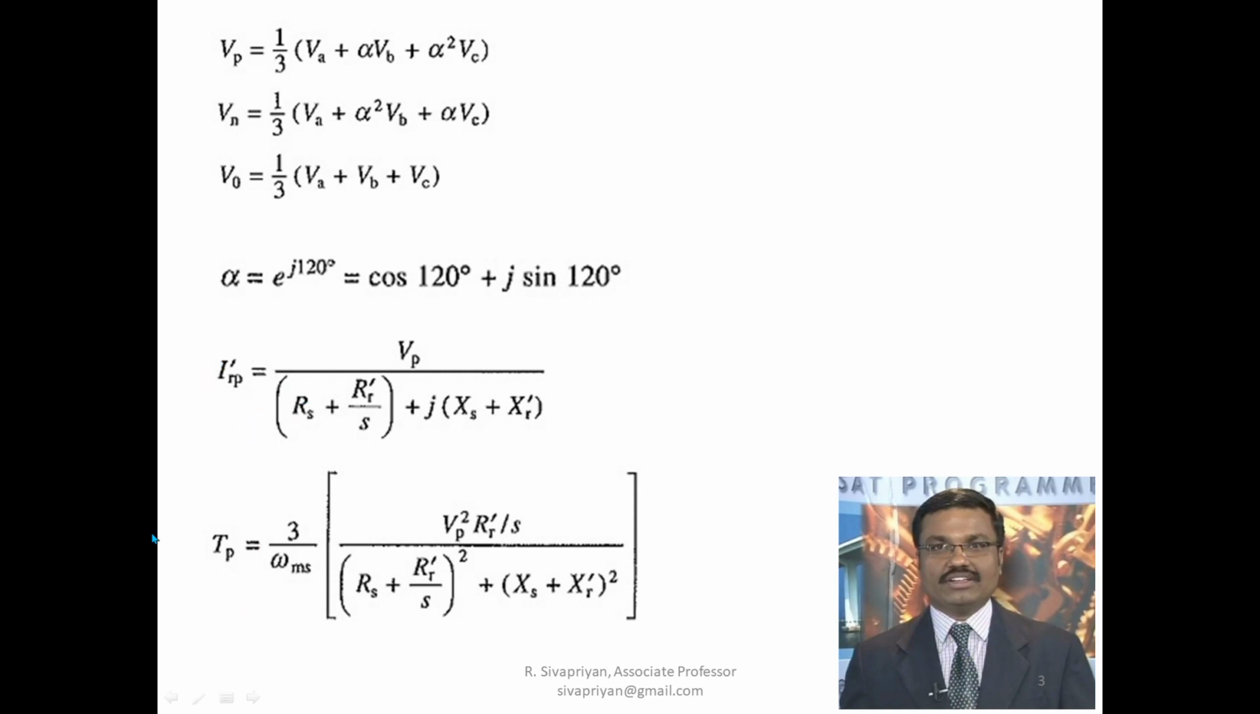Then the positive sequence torque TP remains the same as the normal torque. So 3 by omega ms, this was also explained in the previous session video, kindly check it. 3 by omega ms Vp square RR dash divided by (RS plus RR dash) whole square plus (XS plus XR dash) square. So this is for the positive sequence.